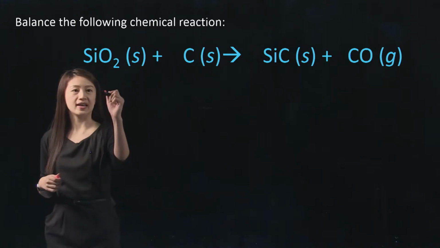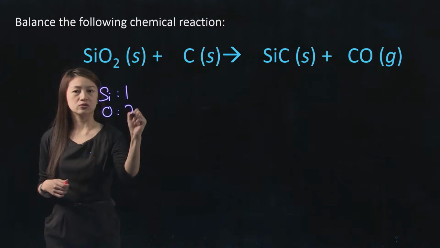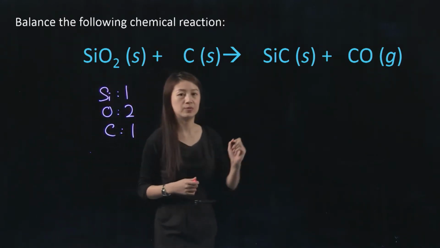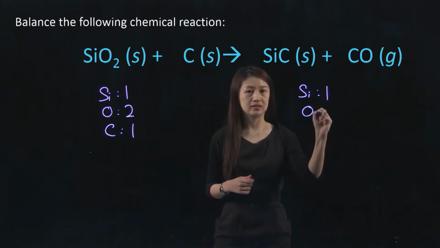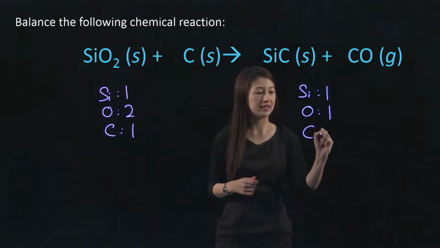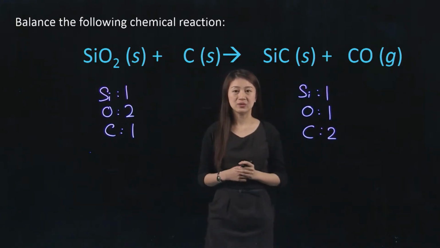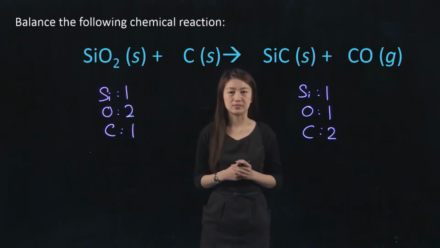On the reactant side, I have 1 silicon, 2 oxygen, and 1 carbon. On the product side, I have 1 silicon, 1 oxygen, and 2 carbon. Now, since silicon is balanced, next we're going to start balancing oxygen atoms and carbon atoms.